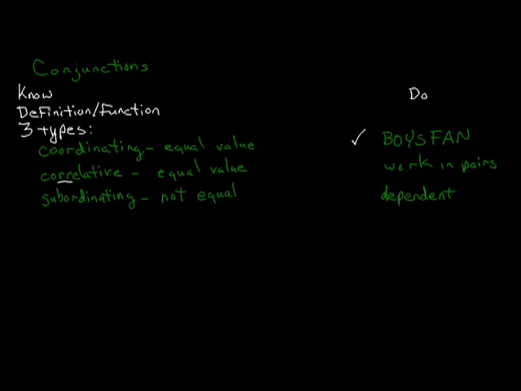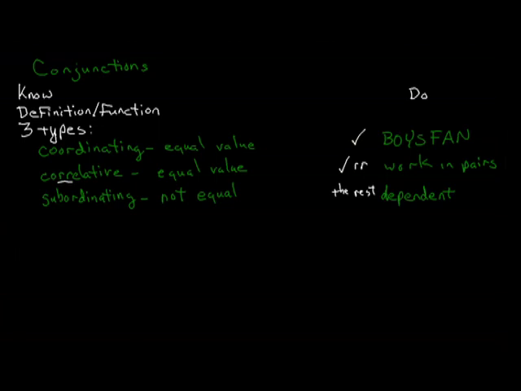And then, if it's not a BOYSFAN, we check for pairs. And if there are two, just as there are two R's in the middle of the word correlative, then we know that it is also an issue of equal value, and it's a correlative conjunction. So we remember those two R's, and it helps us remember that correlative conjunctions work in pairs. And then we check for whatever's left. The rest of the conjunctions are subordinating.